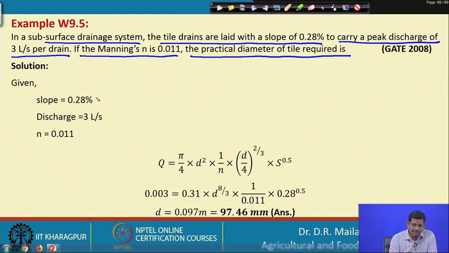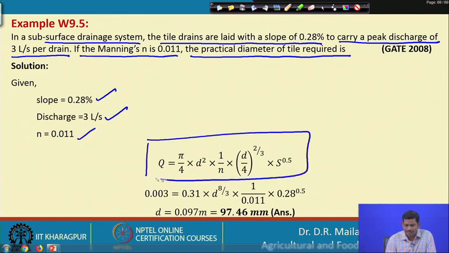So, given that the slope is 0.28% and discharge 3 liter per second, and n is 0.011, right, and you have this equation by Manning's equation. So, this is the area A, right, 1 by n, and d by 4 power 2 by 3 from the previous example, okay, and s power 0.5.